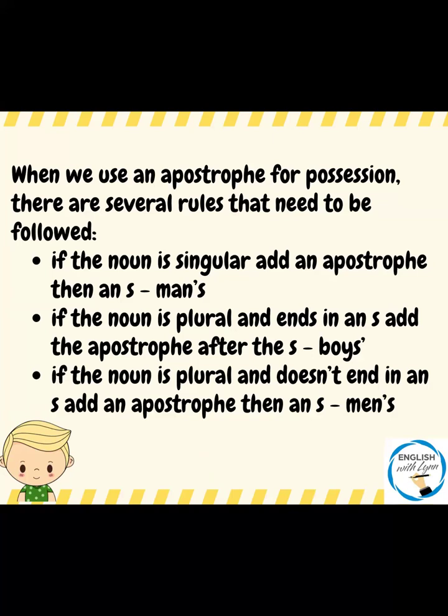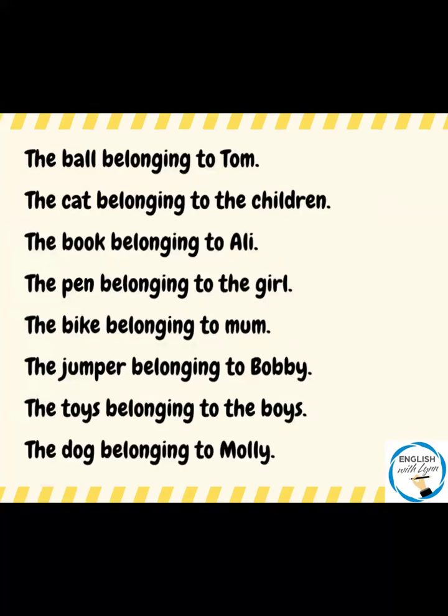So what we're going to do now, we are going to look at some sentences and we are going to change them so that they are showing belonging. So if I have the ball that belongs to Tom, it is Tom's ball. So think about the rule that we need. Tom is a singular noun, it's someone's name. So the rule that I need to follow is I write Tom, then I put an apostrophe S, and then I just put the word ball. I don't need to add any extra S's in there.